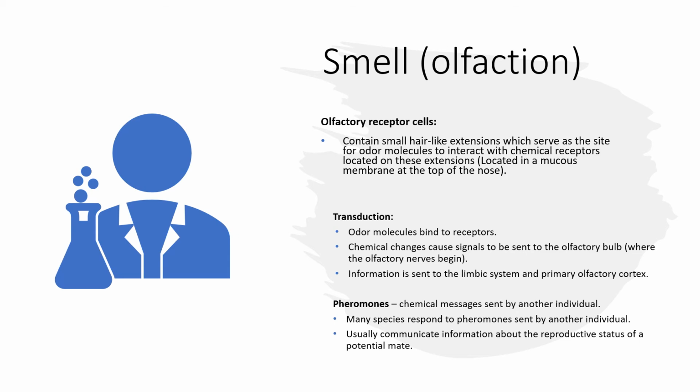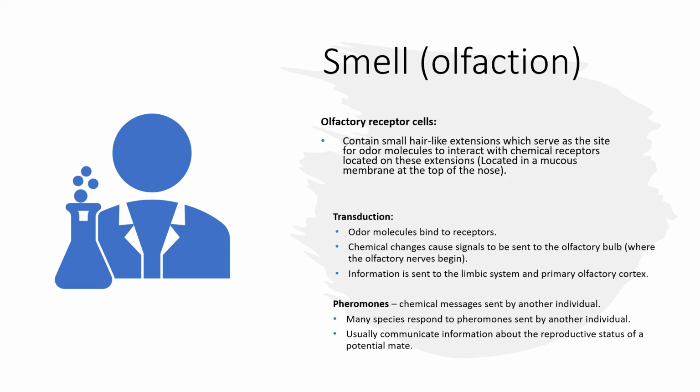And transduction is where we have the chemical changes that cause signals to be sent to the olfactory bulb. And interestingly, for all of our senses, information first goes to the relay station of the brain. And if you'll remember from the last module, that's the thalamus. But for smell, it doesn't go to the thalamus. It goes directly to the olfactory bulb.